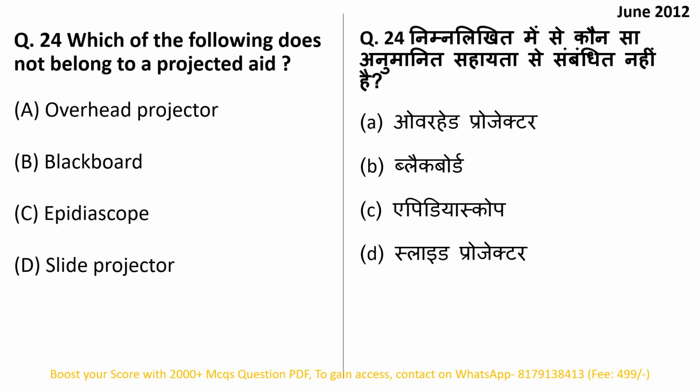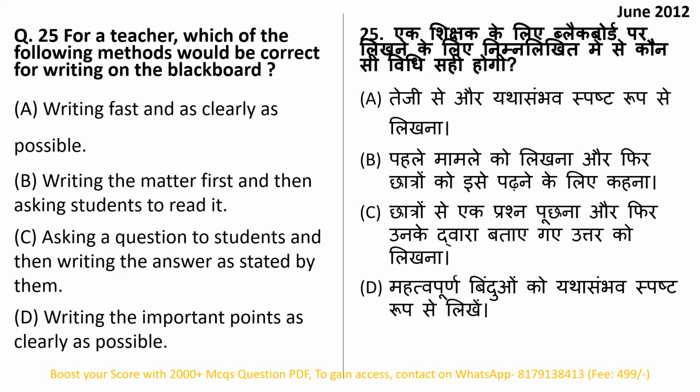Which of the following does not belong to a projected aid? Overhead projector, blackboard, epidiascope, or slide projector? The right answer is option B, blackboard. See, all these are in one of the questions I told you, epidiascope is a projected aid. So the question is asking which is not a projected aid. The epidiascope, overhead projector, and slide projector are projected aids. Blackboard, see, does the blackboard have any screen on which a picture is being displayed? No, that is why it is not a projected aid.